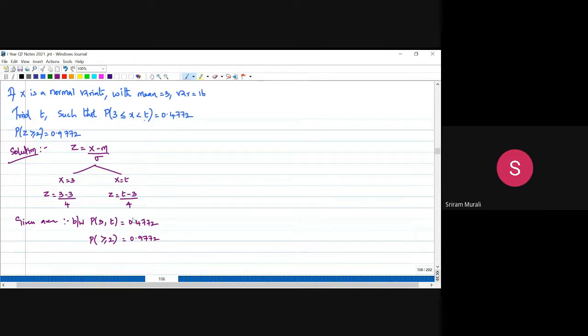Sorry, this is less than or equal to 2. Less than or equal to 2 means it is this. What is the chance of more than 2? More than 2 is 1 minus 0.9772. Or you can simply take a diagram. If I take a diagram, you can understand this, because we want to find the value of t.